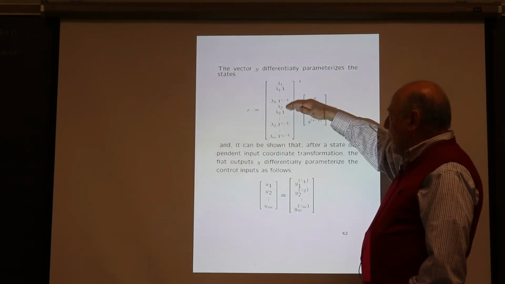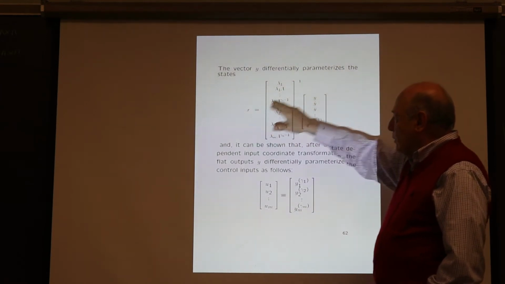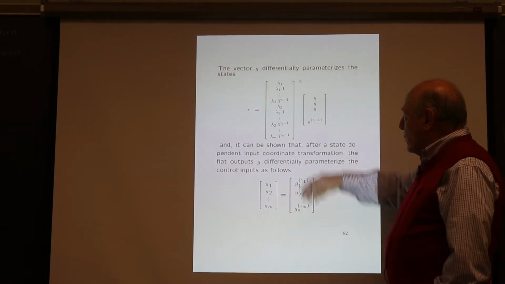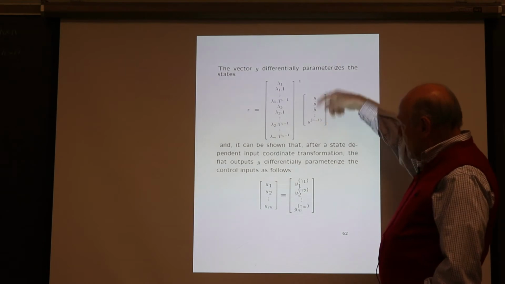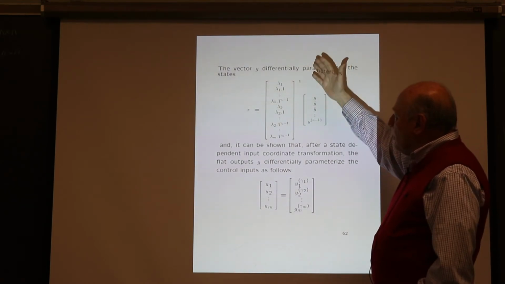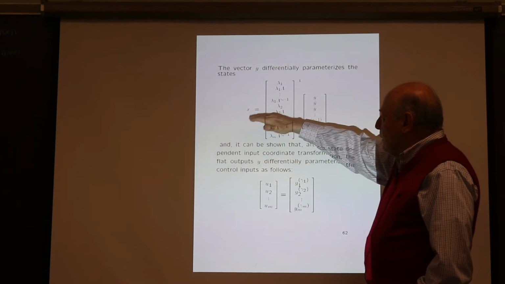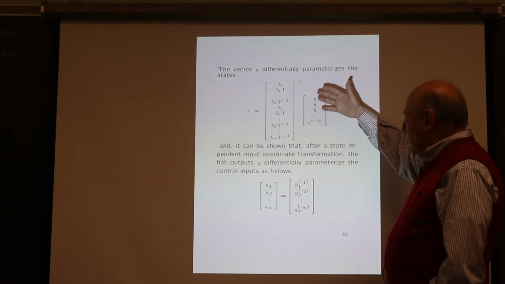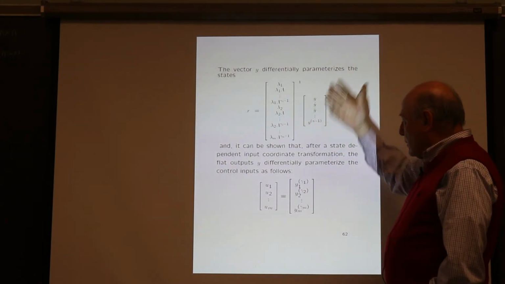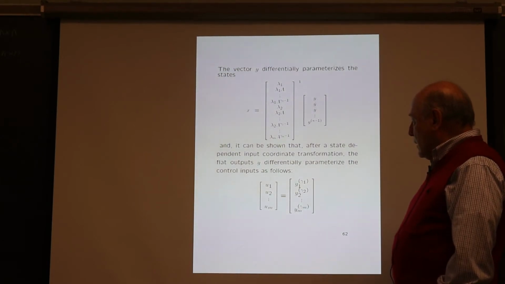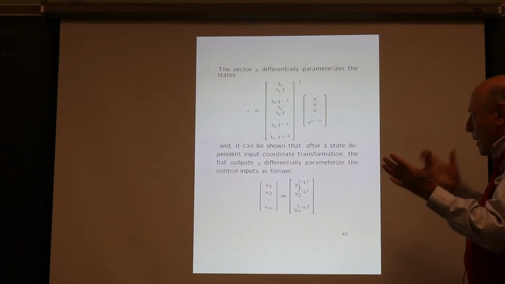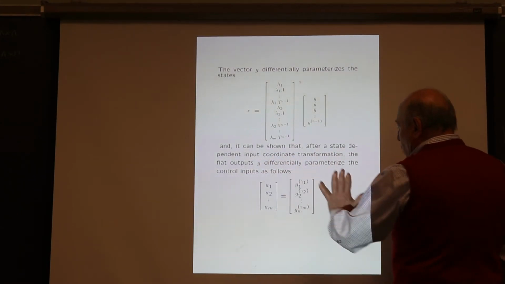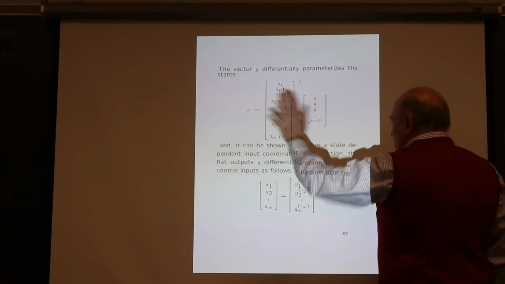So with this observability matrix, when you take the inverse, you find the relation between the state and all the outputs, and you will see then that the vector y, these are the flat outputs, differentially parameterizes all the states. So every state can be written as a linear combination of components of the flat output vector and a finite number of time derivatives. So at the end, with the state-dependent input coordinate transformation, the flat outputs y differentially parameterize states and inputs.